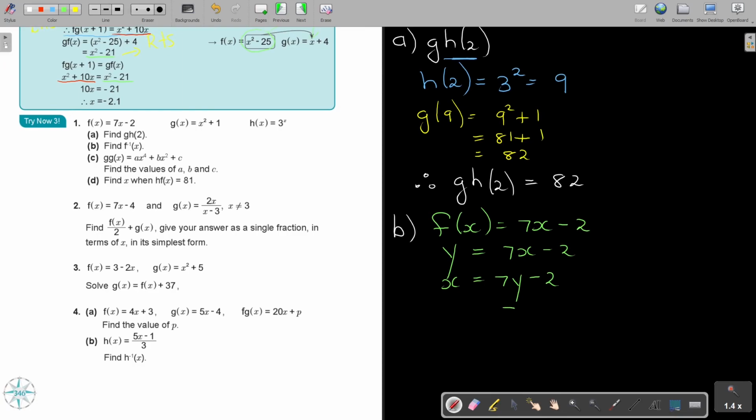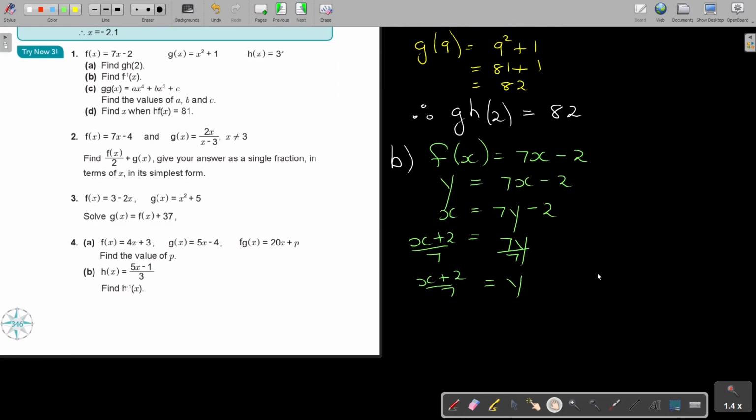So 7y equals x plus 2. Then I divide by 7 and I divide by 7. And I get (x plus 2) over 7 is equal to y. And then I get f inverse of x is equal to (x plus 2) over 7.